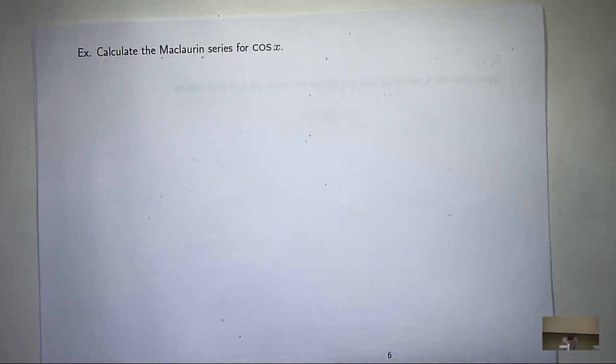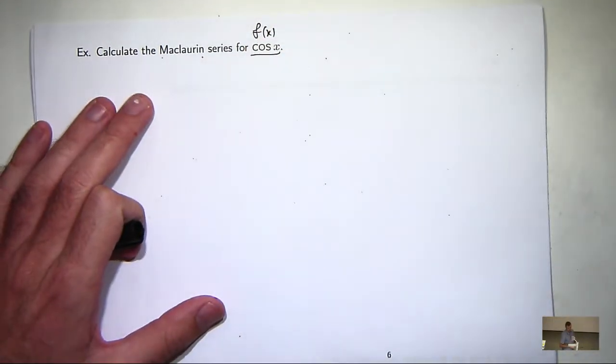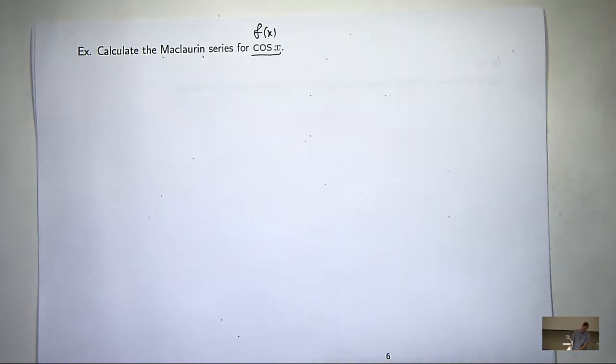And the important thing here is that once you know one series, like a Maclaurin series, you can use that to get all sorts of other series. No calculations really required. So let me show you. Calculate the Maclaurin series for cosine x.